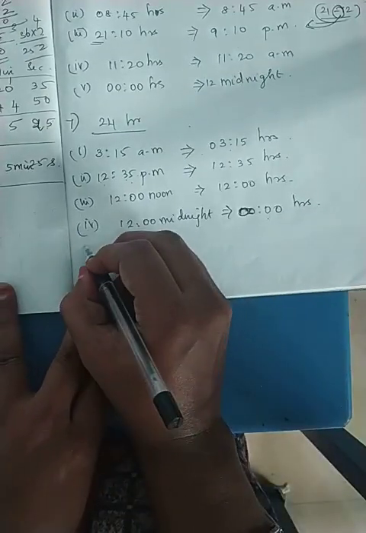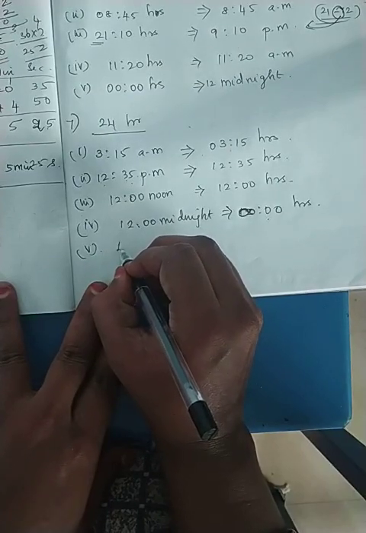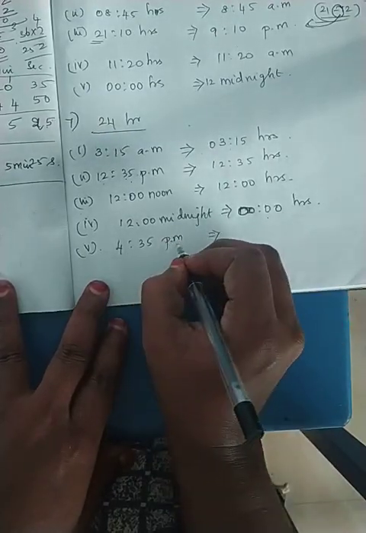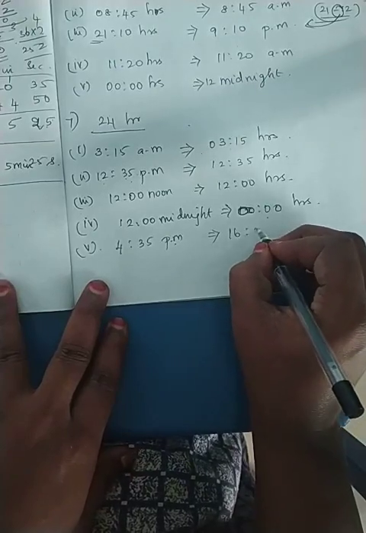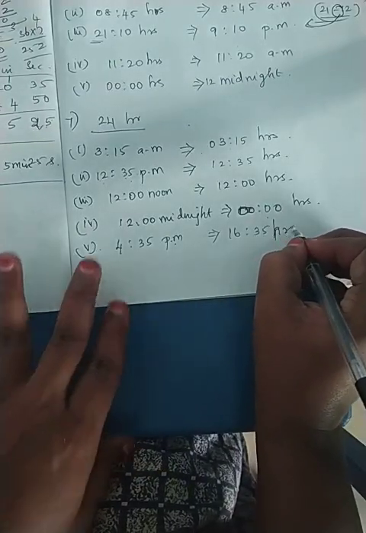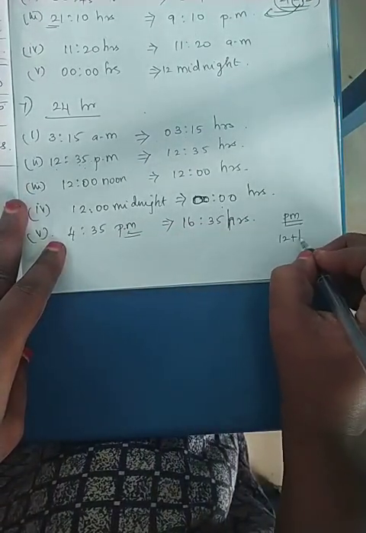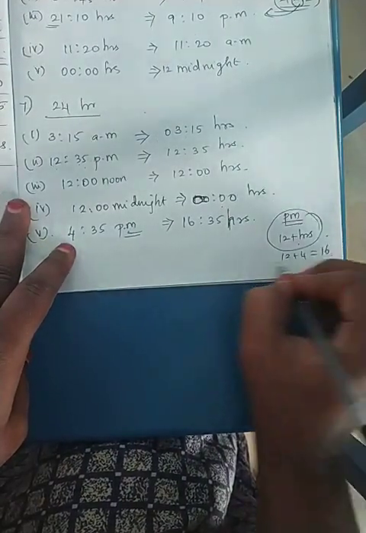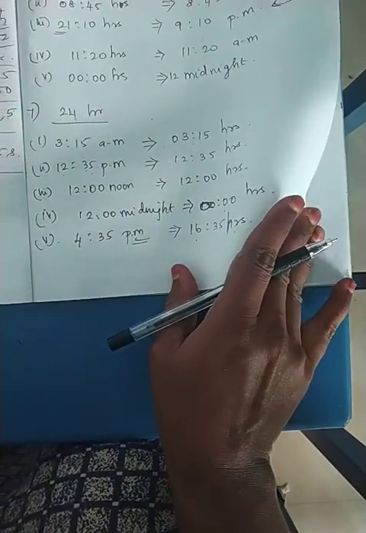Then I will give you one sum extra. I can write 4:35 p.m. This is p.m. So I should add 4 with 12. So this will become 16:35 hours. Since this is in p.m., I should add 12 plus the given hours. Given hours is 4. So 12 plus 4, I will be getting 16. So 16:35 hours. Then coming to the eighth one, calculate the duration of the time.